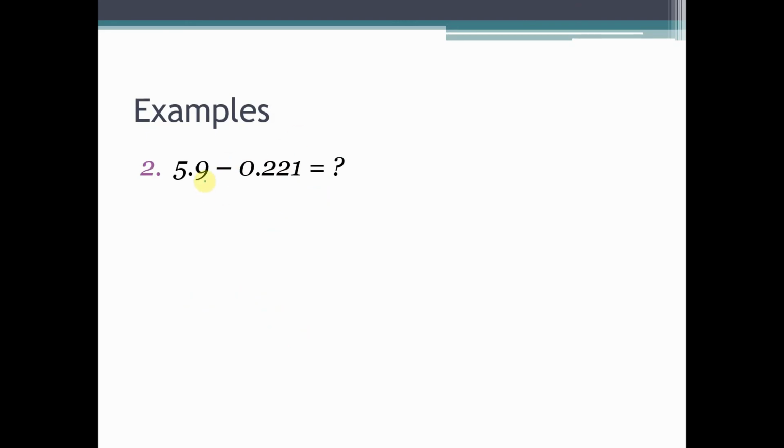Let's take a look at another one. Number 2 here, we are doing subtraction. We have 5.9 minus 0.221. So again, plugging this into our calculator, it's going to tell us 5.679.